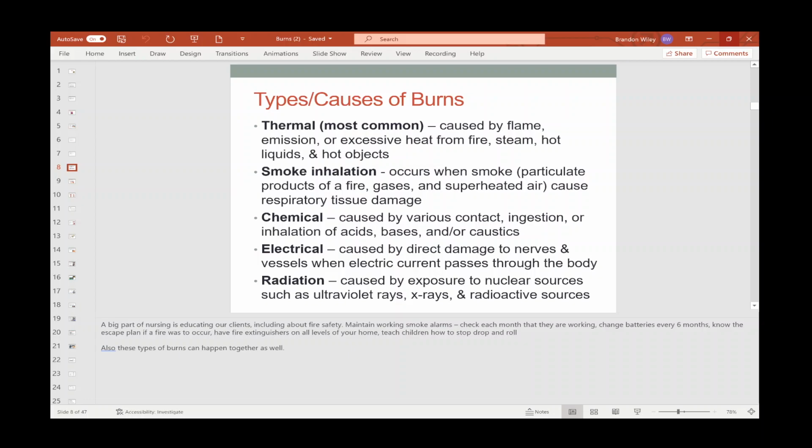So you can ingest those chemicals. Electrical, those are those wannabe electricians. You know, you should probably hire somebody if you don't know anything about electricity. You don't need to be playing with it.